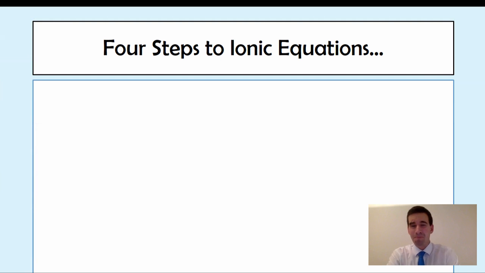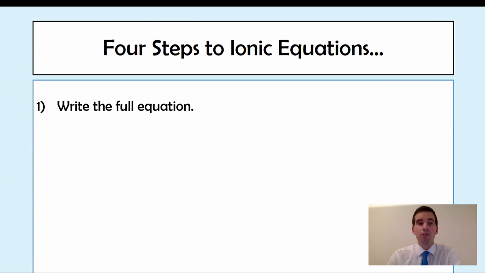Right, thanks, Mr. Miller. Okay, so once you have the formula for the ionic compounds, you then need to be able to write ionic equations. Now, ionic equations basically show us exactly what is reacting in a chemical reaction involving ionic compounds. Now, there are 4 steps to writing ionic equations. So we're going to go through these 4 steps and then go through an example.